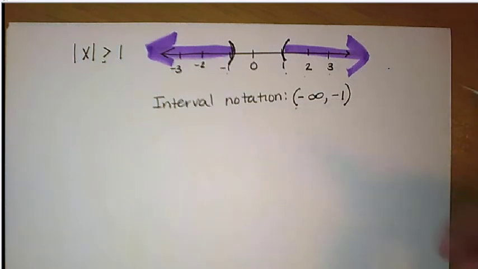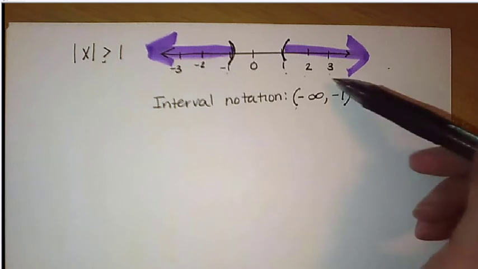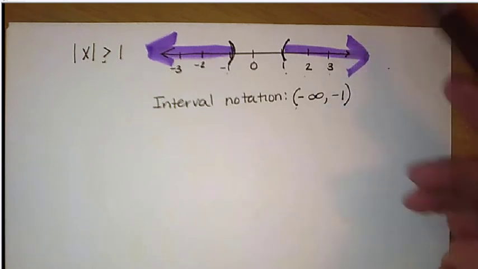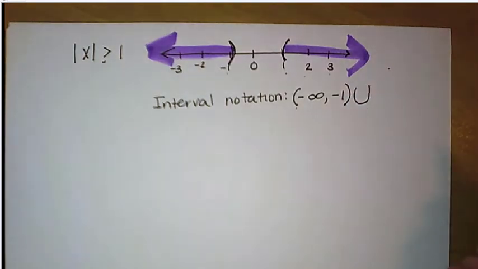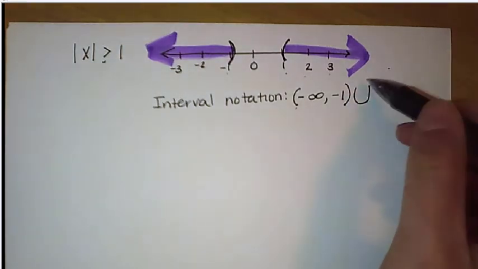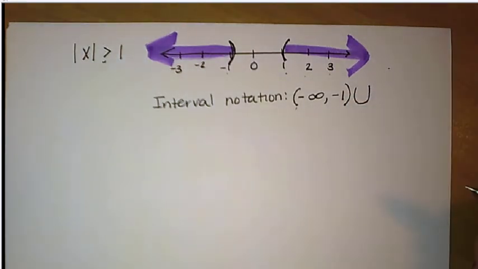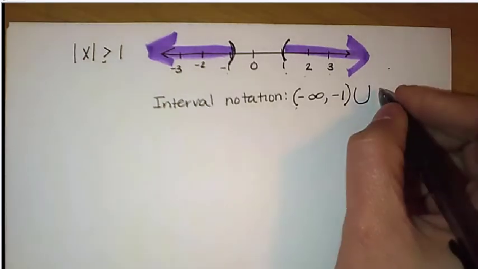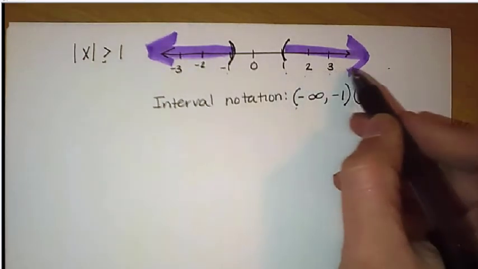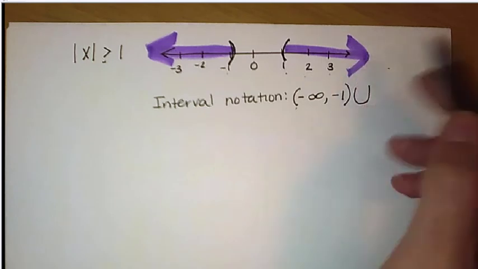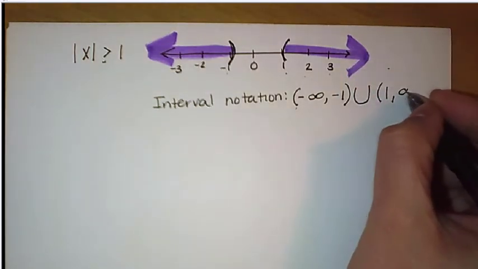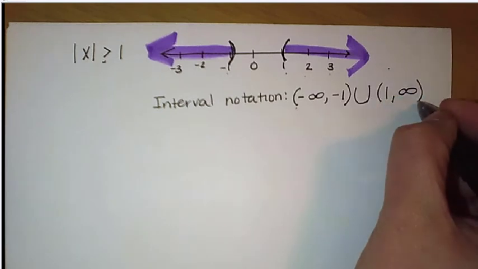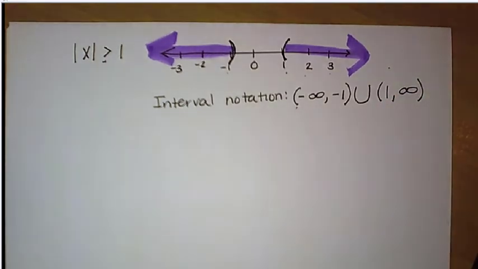Now, to connect this portion of our interval with the second one, we're going to use what we call a union, which is just this U-shaped thing. This is not the letter U, it's a U-shaped mathematical symbol. And then we're going to start our second interval, or this positive side of our interval, and it's going to go from 1 all the way out to infinity. And we're going to do another parentheses again because we can't ever reach infinity.